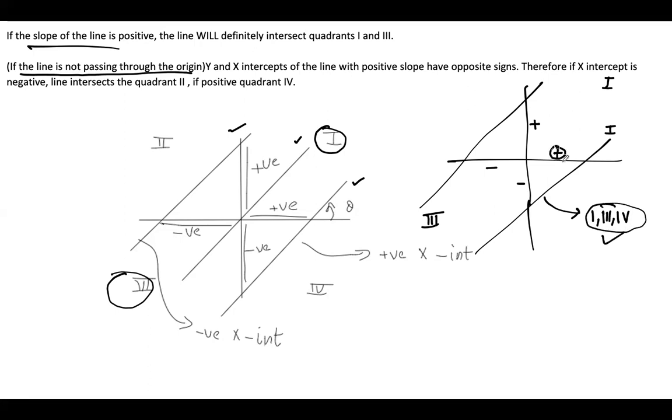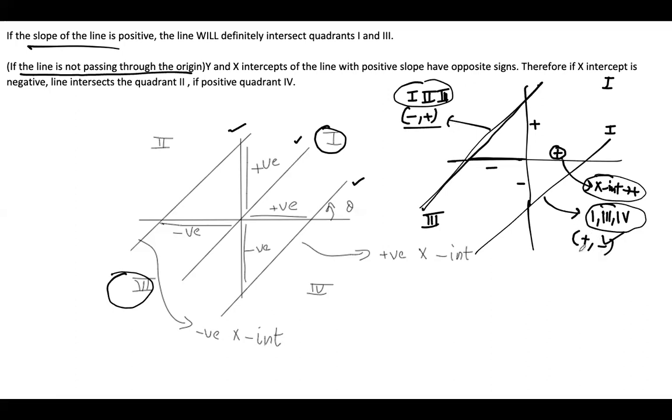It has an x-intercept that is positive. Similarly, this other line is passing through quadrant 1, 2, and 3. What about the intercepts? X-intercept is negative, y-intercept is positive. Here, x-intercept was positive, y-intercept was negative. So if the x-intercept and y-intercept are positive and negative, it is 1, 3, 4, else 1, 2, 3. Both these lines will pass through 3 quadrants.